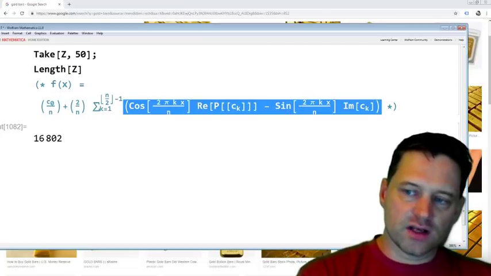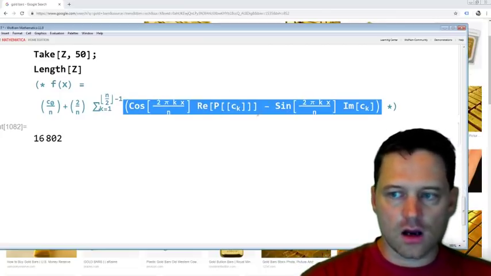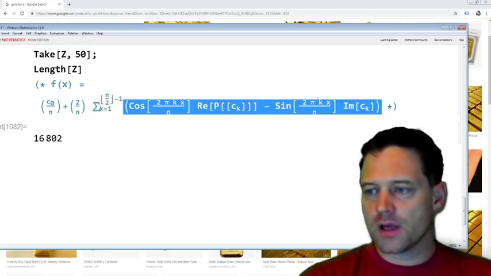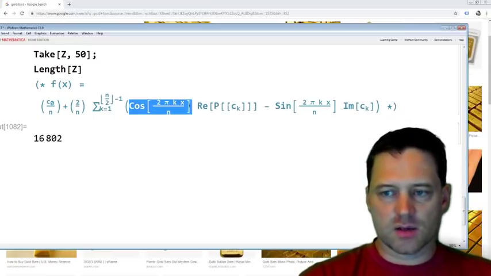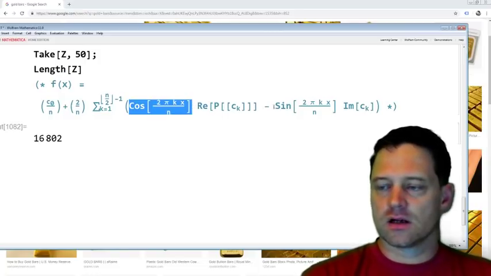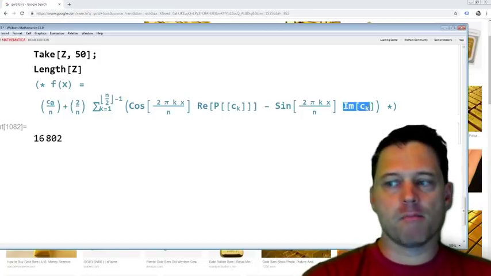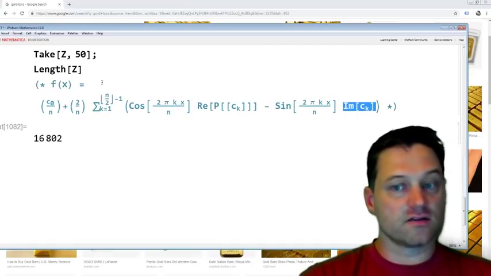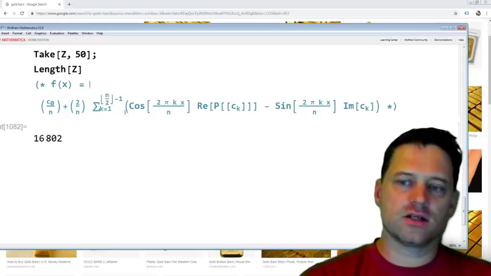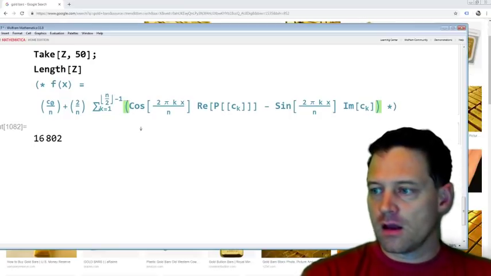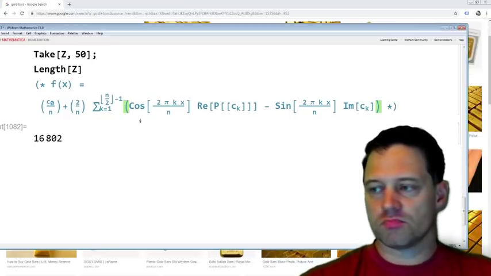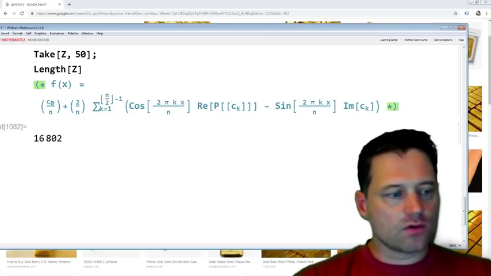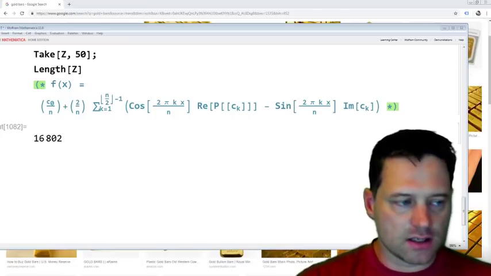So this is the real part of the kth complex number, and then that gets multiplied by this cos function. Similarly, there's a sine function and the imaginary part of the same complex number. So that's the formula that I'm using, and you can actually prove that formula once you get to know more about signal processing. Okay, I'll leave it at that, and we'll continue on to do some calculations.